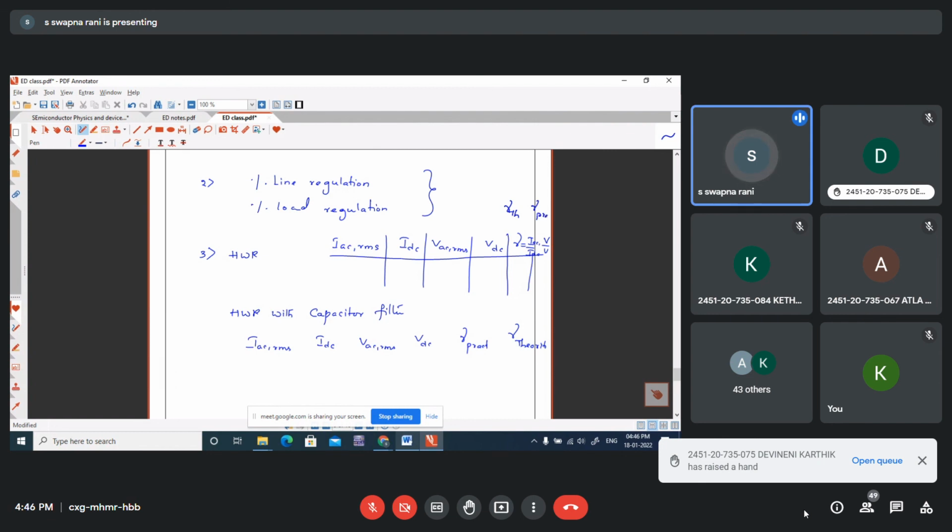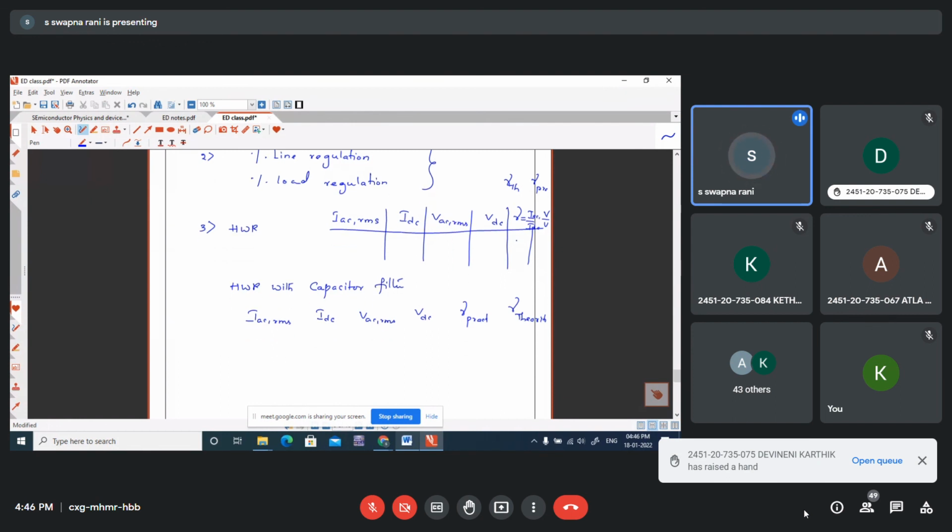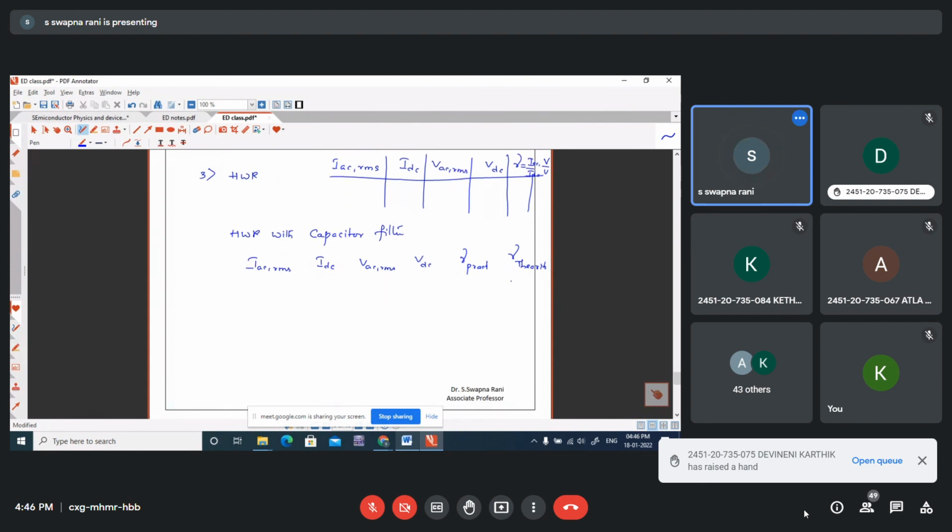Theoretical means whatever ripple factor value we have derived in the class. 1.21 for half wave rectifier. Practical ripple factor is VAC RMS by VDC and IAC RMS by IDC. So 2 columns, one using currents, one using voltages. And theoretical, we have derived the expression for the ripple factor. What is the ripple factor of the half wave rectifier with capacitor filter? 1 by 4 root 3 f C RL. Sorry, 2 root 3 f C RL.